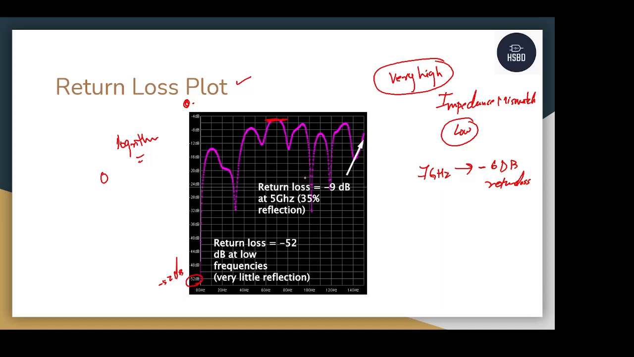So what did we get from this example? The observation that we made from this example is about the return loss values. The return loss value should be more negative.